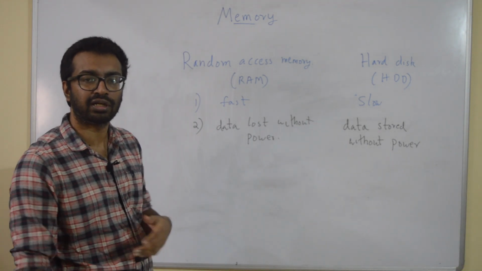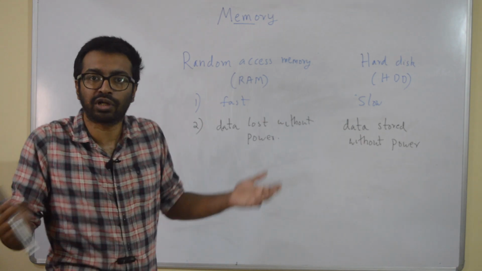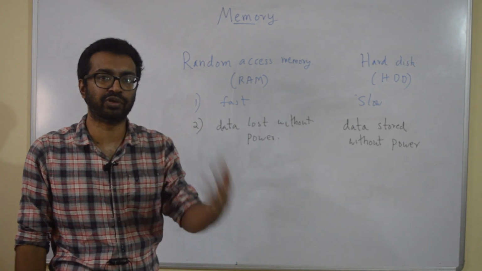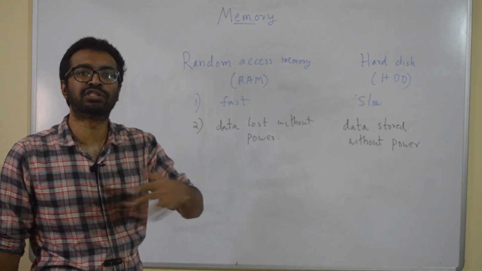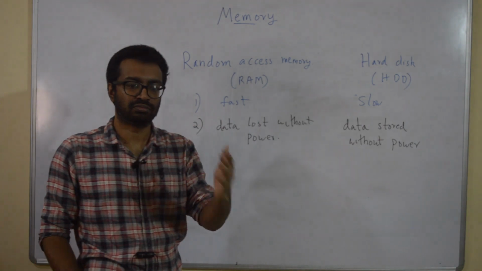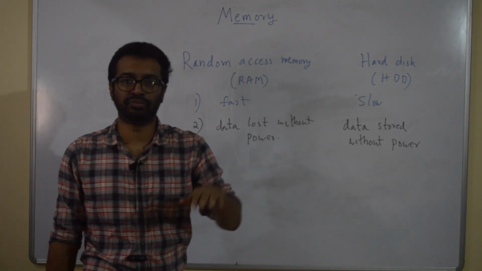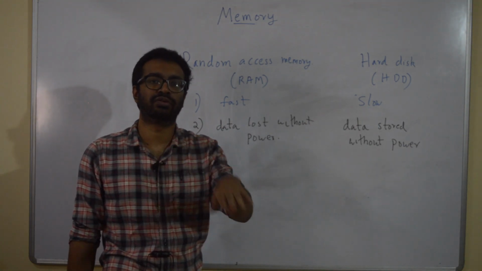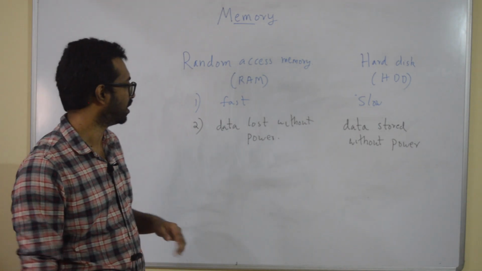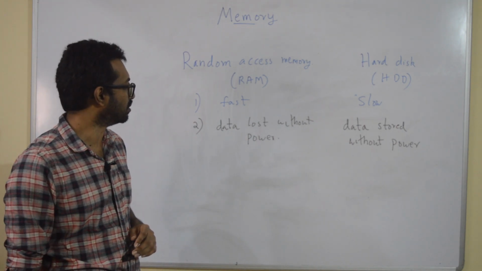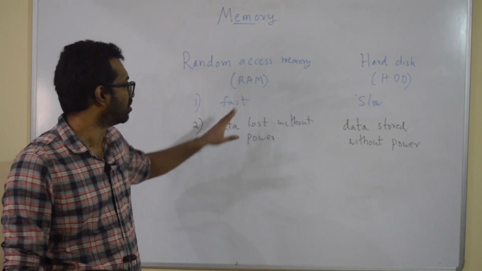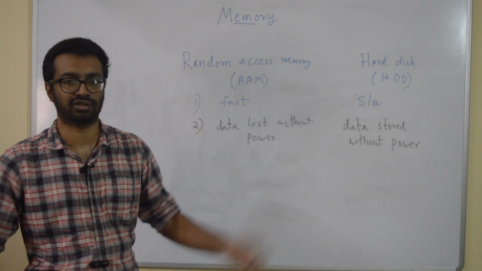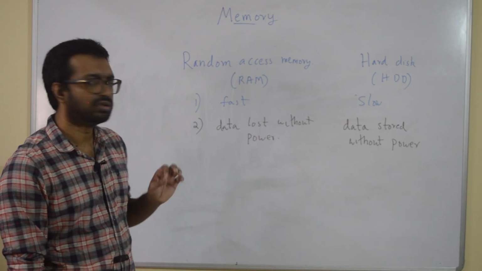But the main problem is that if your computer shuts down while your program is running, everything is lost when you come back. The computer won't restart from that location where you were running. It will all be lost, because data is lost in RAM when the power goes off. So that's RAM and hard disk.